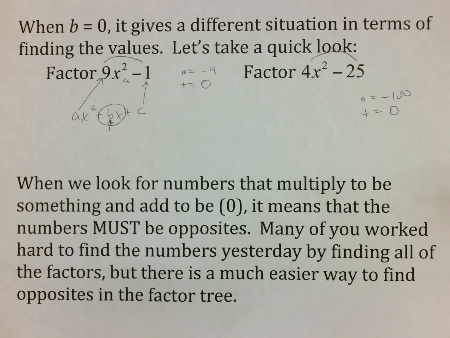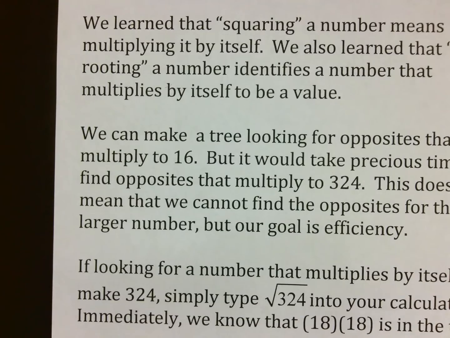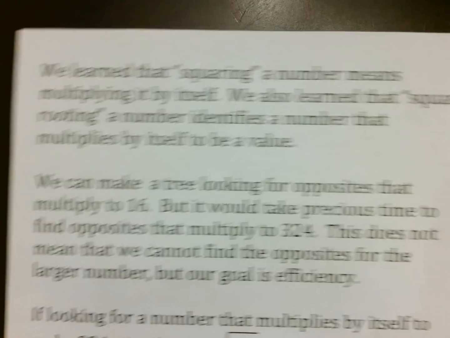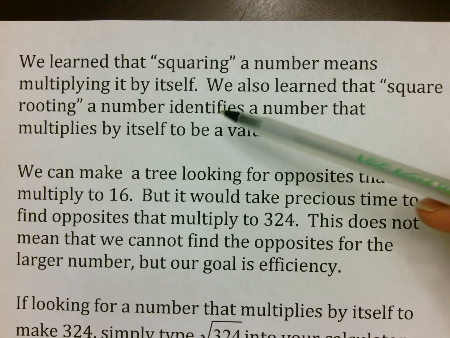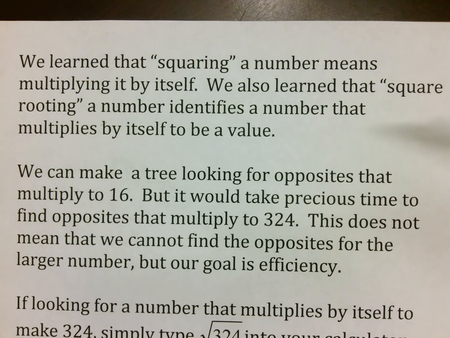Many of you worked hard to find the numbers yesterday by finding all the factors or by punching a whole bunch of different things into your calculator, but there is a much easier way to find the opposites in the factor tree. A while ago we learned that squaring a number means multiplying it by itself. So 5 squared means 5 times 5. We learned that 6 squared is 6 times 6. We also learned, later on, and it was still this year, that square rooting is the opposite of squaring, which means identifying a number that multiplies by itself to be a value.